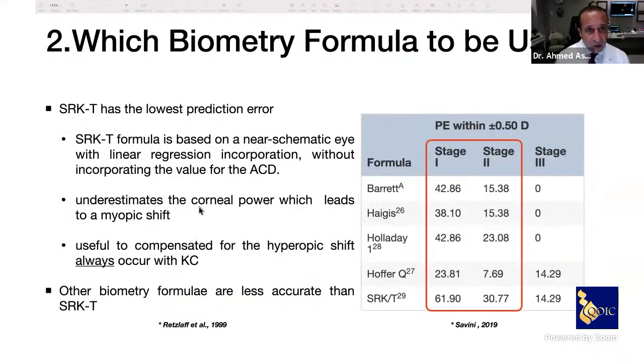So regarding the second question, which biometric formula shall we use? Surprisingly, the SRK/T has the lowest prediction error compared to the other formulas like the Barrett, Haigis, Holladay 1, Hoffer Q formulas. The SRK/T formula is not affected by the anterior chamber depth, and it underestimates the corneal power, which leads to some sort of myopic shift. And we can use this to compensate for the hyperopic shift that always occurs with keratoconus, especially with other formulas. Other biometric formulas are proved to be less accurate compared to the SRK/T formula.